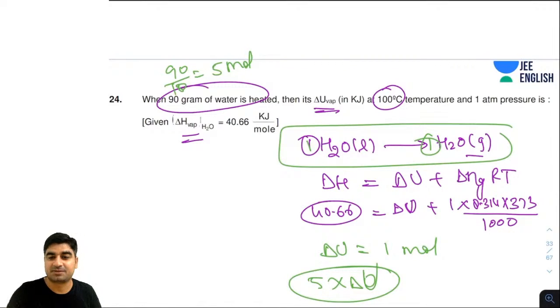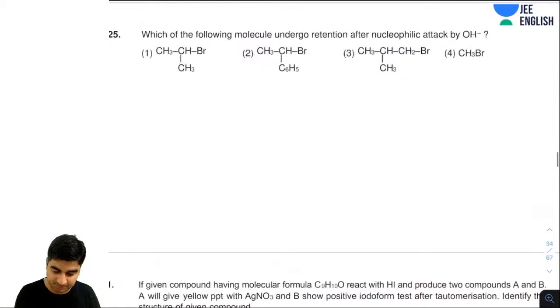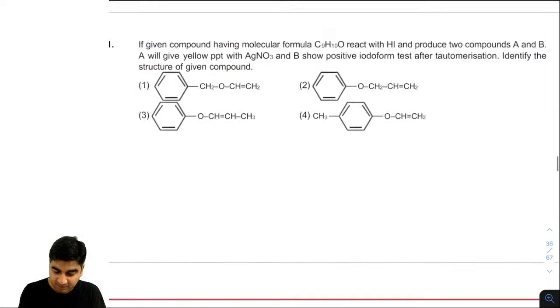Any doubt, guys, please ask. So daily I will be taking your exam this way, so don't worry, I will be discussing that paper. Which of the following molecules undergo retention after nucleophilic attack by OH? Again a problem involving stereochemistry, guys. Right? So now I'm moving ahead. Again a problem: the compound is given with molecular formula C9H18. It will give a yellow precipitate with AgNO3 and a positive iodoform test. So in this problem you should have knowledge about the iodoform test and the silver mirror test, right?